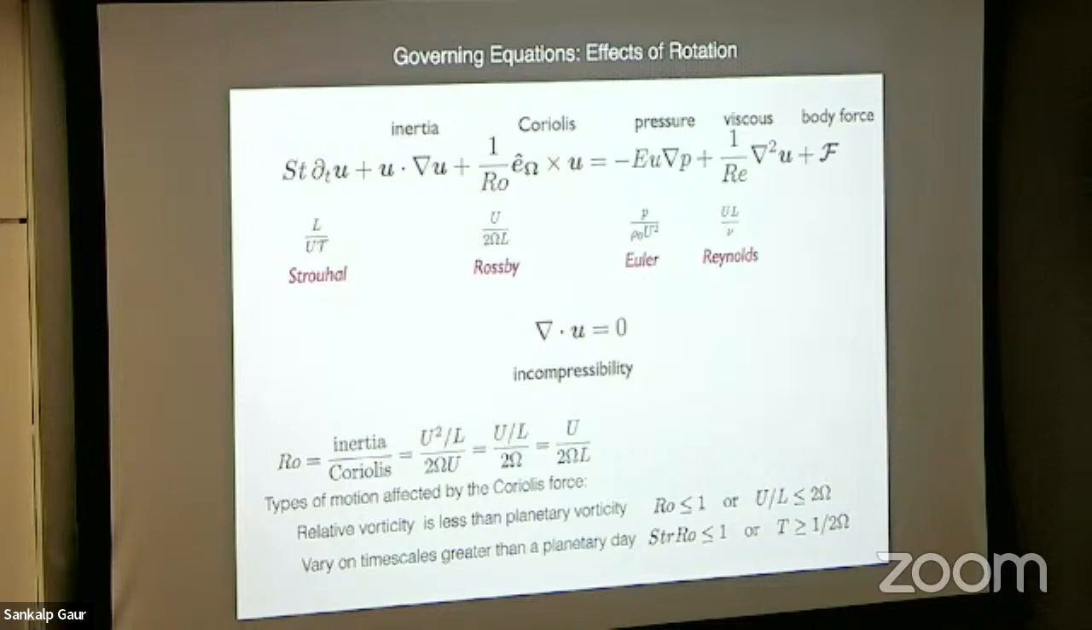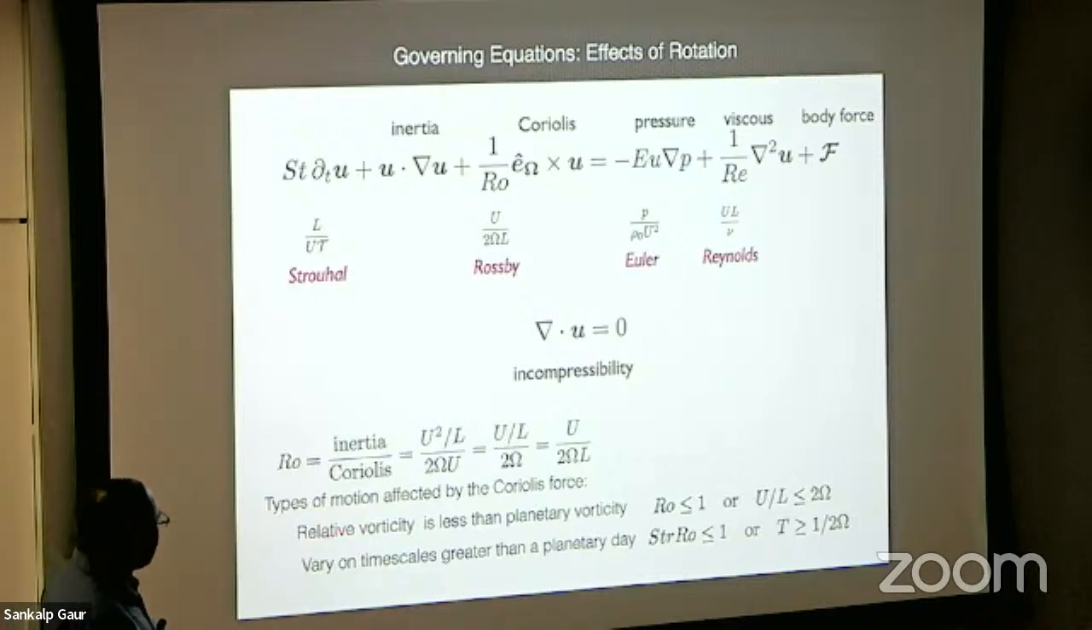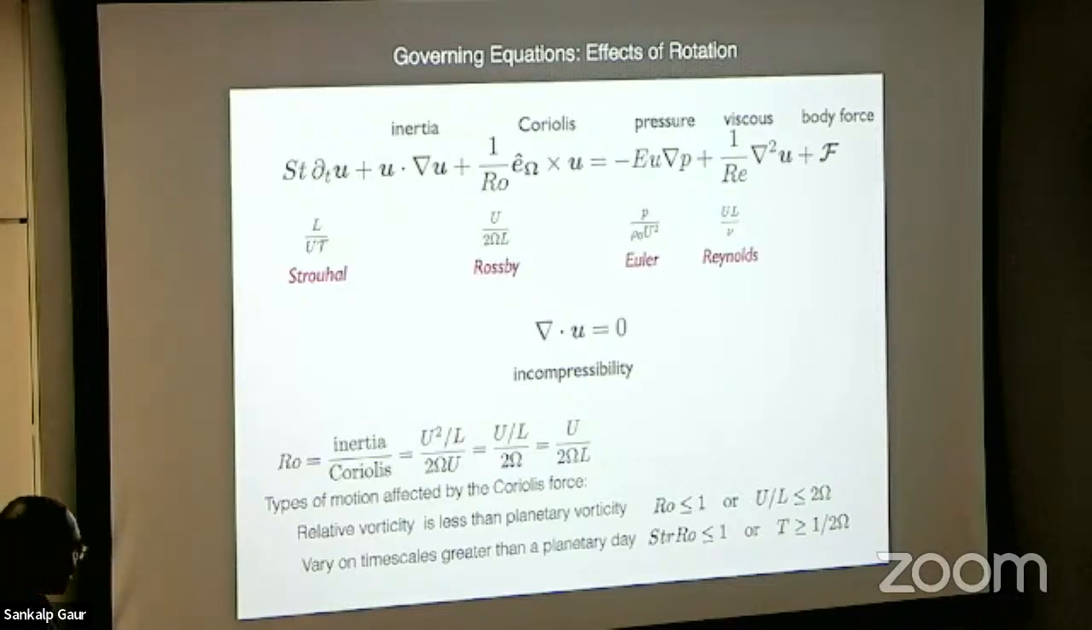So let's add the effect of rotation, and then we're going to take a tour through some of the things that implies in terms of the dynamics. With rotation, comparing the Coriolis to the inertial terms, we end up with the Rossby number. Again, this compares the inertial force to the Coriolis force. It can also be interpreted as a ratio of rotational time scale to the eddy turnover time scale. If the advective time scale is much smaller than the rotational time scale, the Rossby number is less than one.